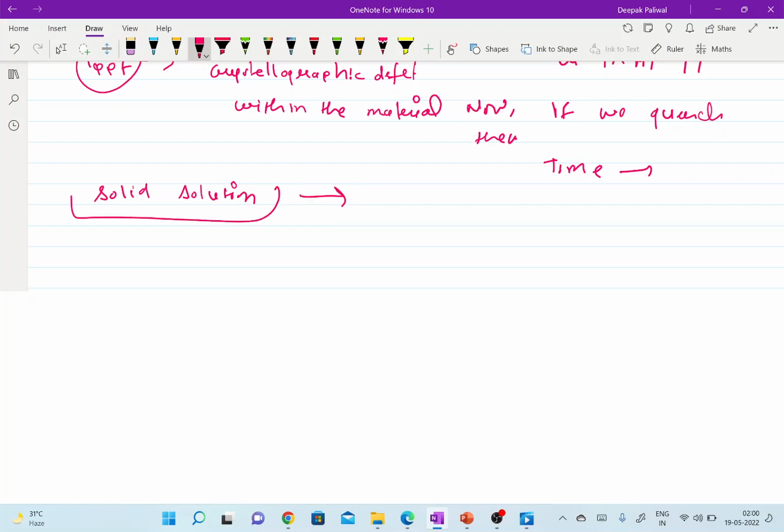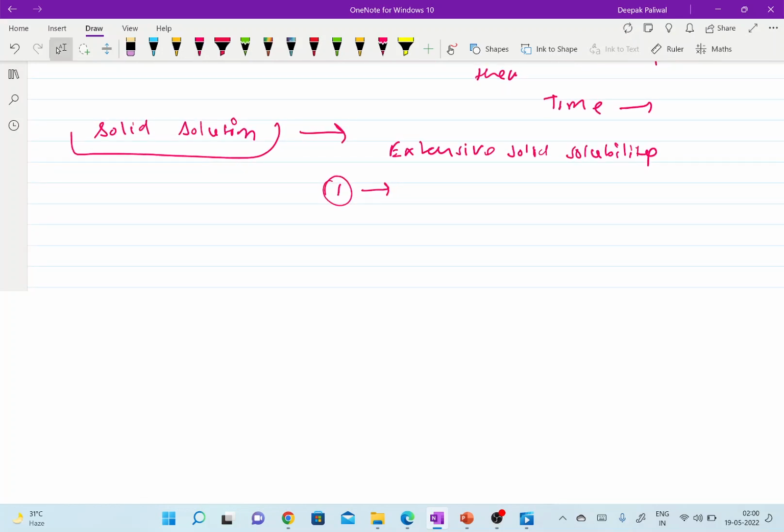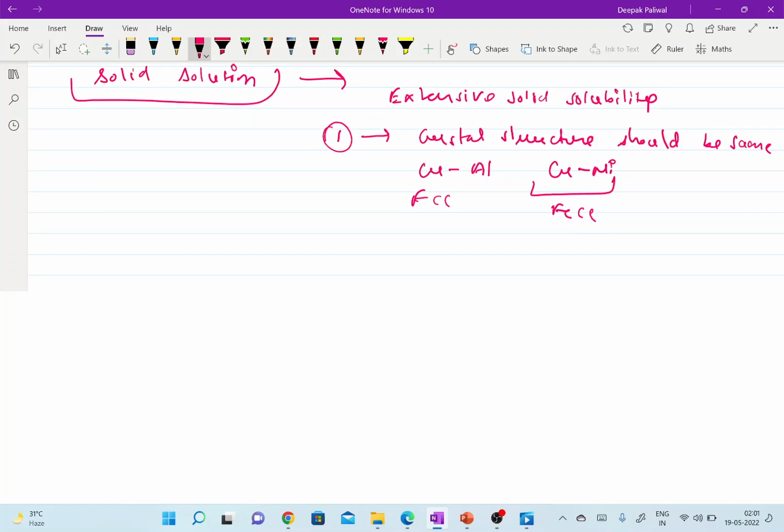Apart from the defect, I am just giving some extra information on solid solution strengthening. What are the rules? Hume-Rothery gave some rules to form extensive solid solubility. The very first rule says the crystal structure of the elements we are mixing should be the same. Like copper and aluminum, both are FCC materials. Copper and nickel, again FCC crystal structure.